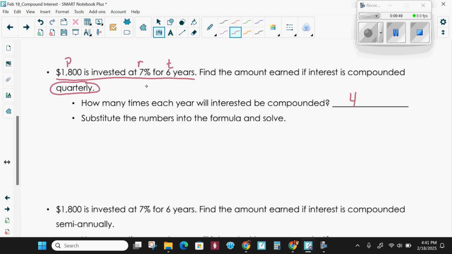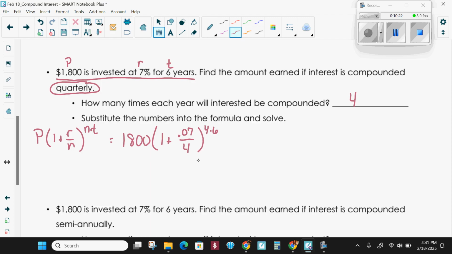So we're going to substitute again into the formula, and I'm going to write the expression for the formula. And you may want to keep doing this until you kind of have it down. Okay, n times t. Okay, so we're going to put 1800 in again. We're going to still have the 1 plus. We still have the 0.07, but this time, instead of being divided by 1, it's being divided by 4, and then raised to the 4 times 6.